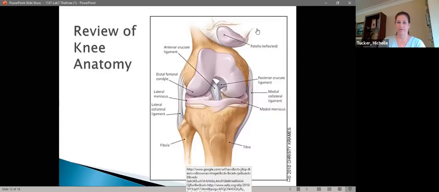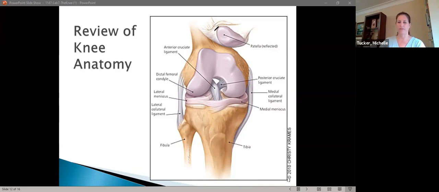So this is a review of the structures that you need to know. You need to know the femur, the tibia, the fibula, and the patella.